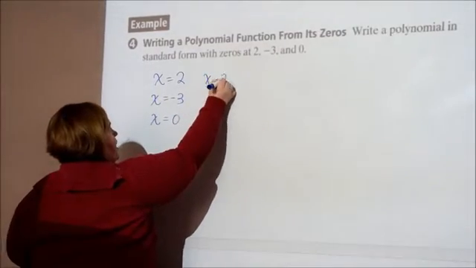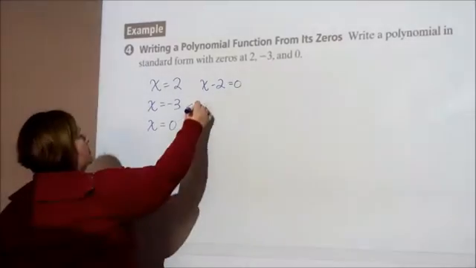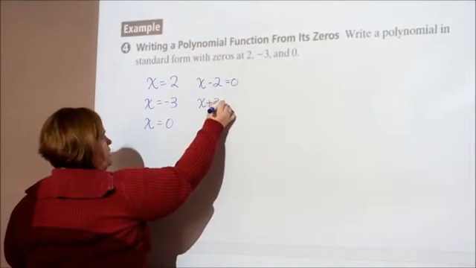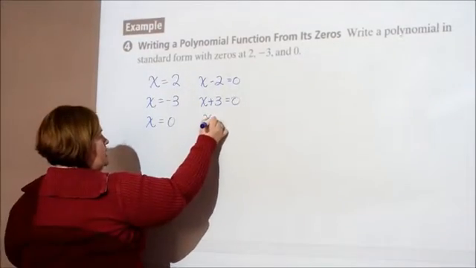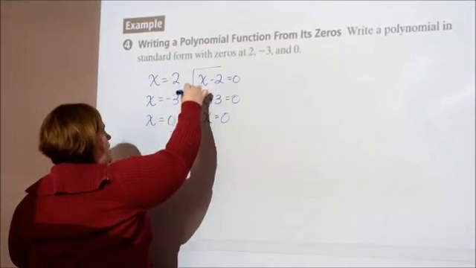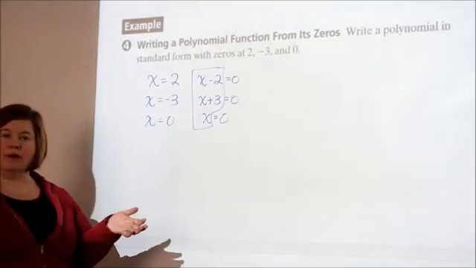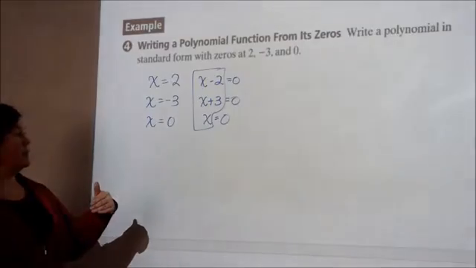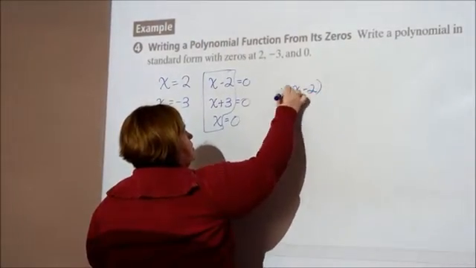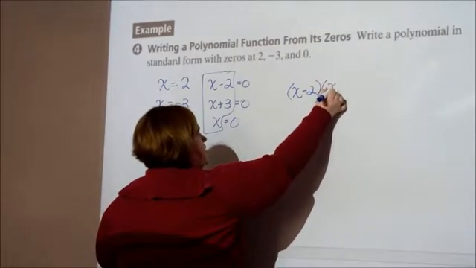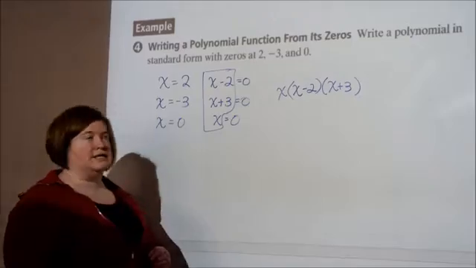So we get x minus 2 equals 0. We add 3 in this case. So we get x plus 3 equals 0. And we don't have to do anything to this one. It's just x equals 0. Well, these are our factors. We just combine those, and that'll give us our polynomial. So we get x minus 2 times x plus 3 times x. I'm just going to put the x out front.